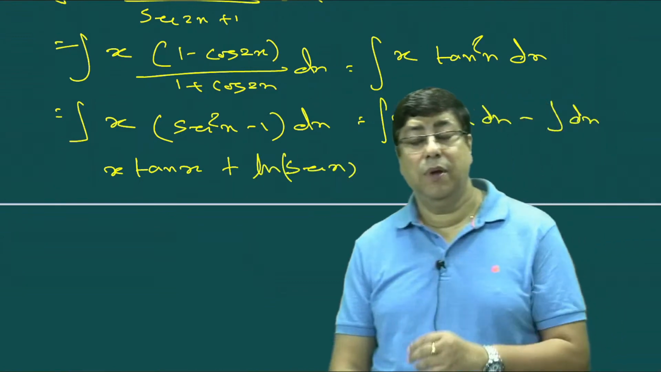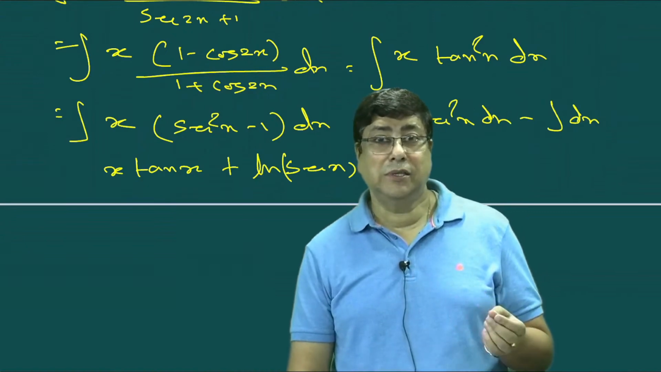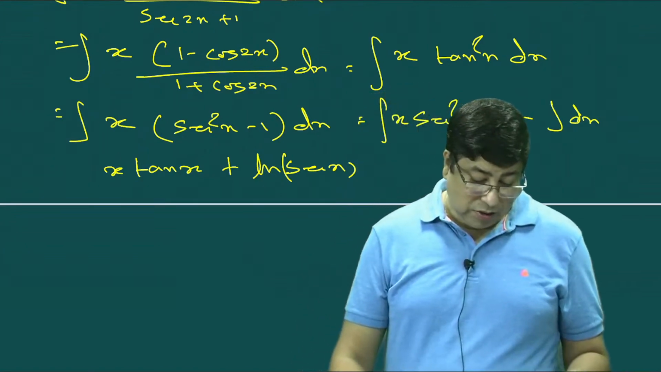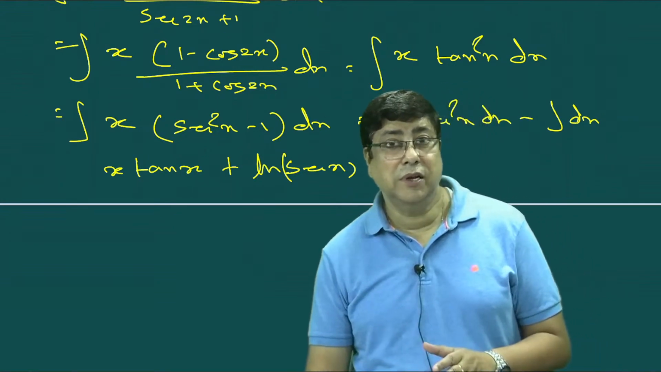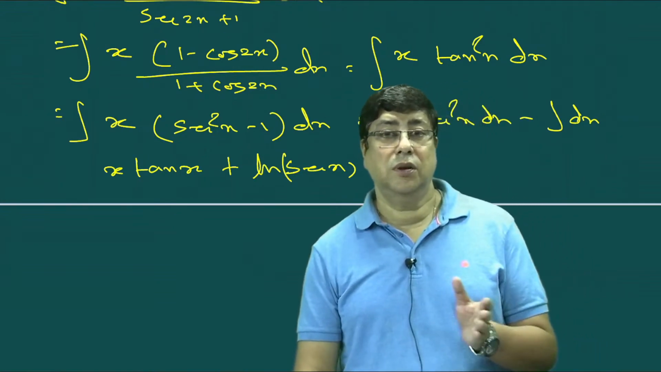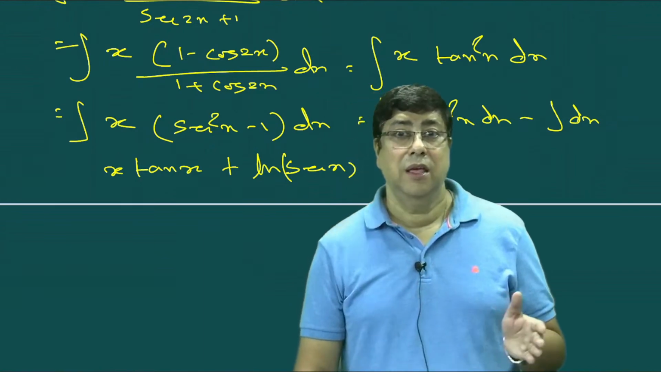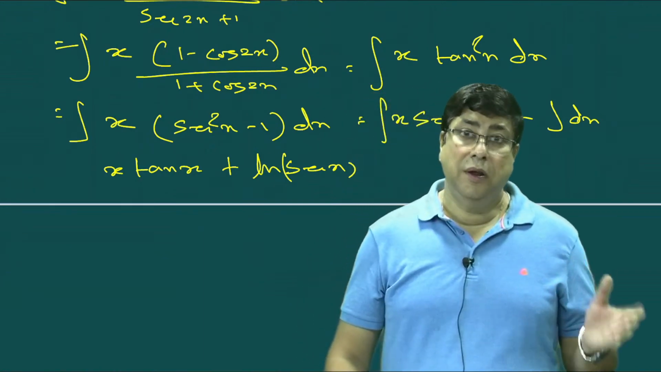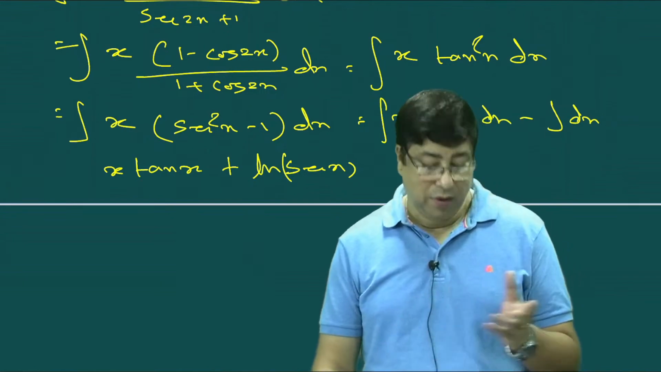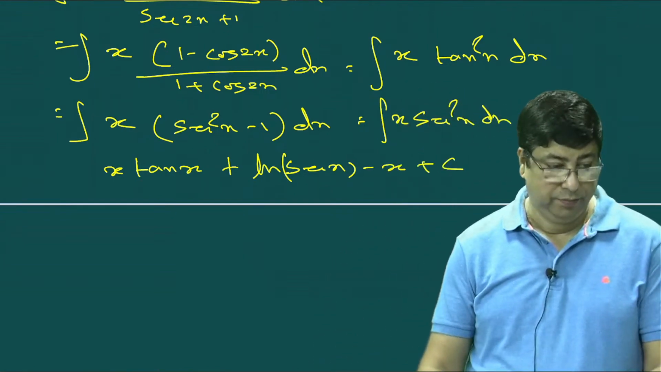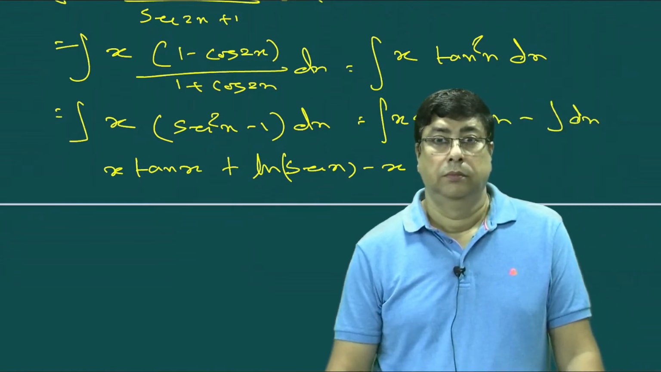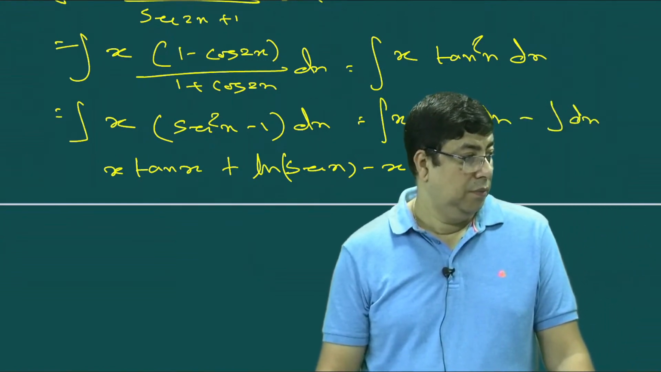Very fast everybody, we have to solve very fast. By parts rule: the first function for u, integration of the second function for v, minus derivative of x which is 1, integration of sec square x is tan x. Once again, the integration of tan x is log sec x, and the integration of dx is x plus c. Sum is over. Let us go to the next sum.